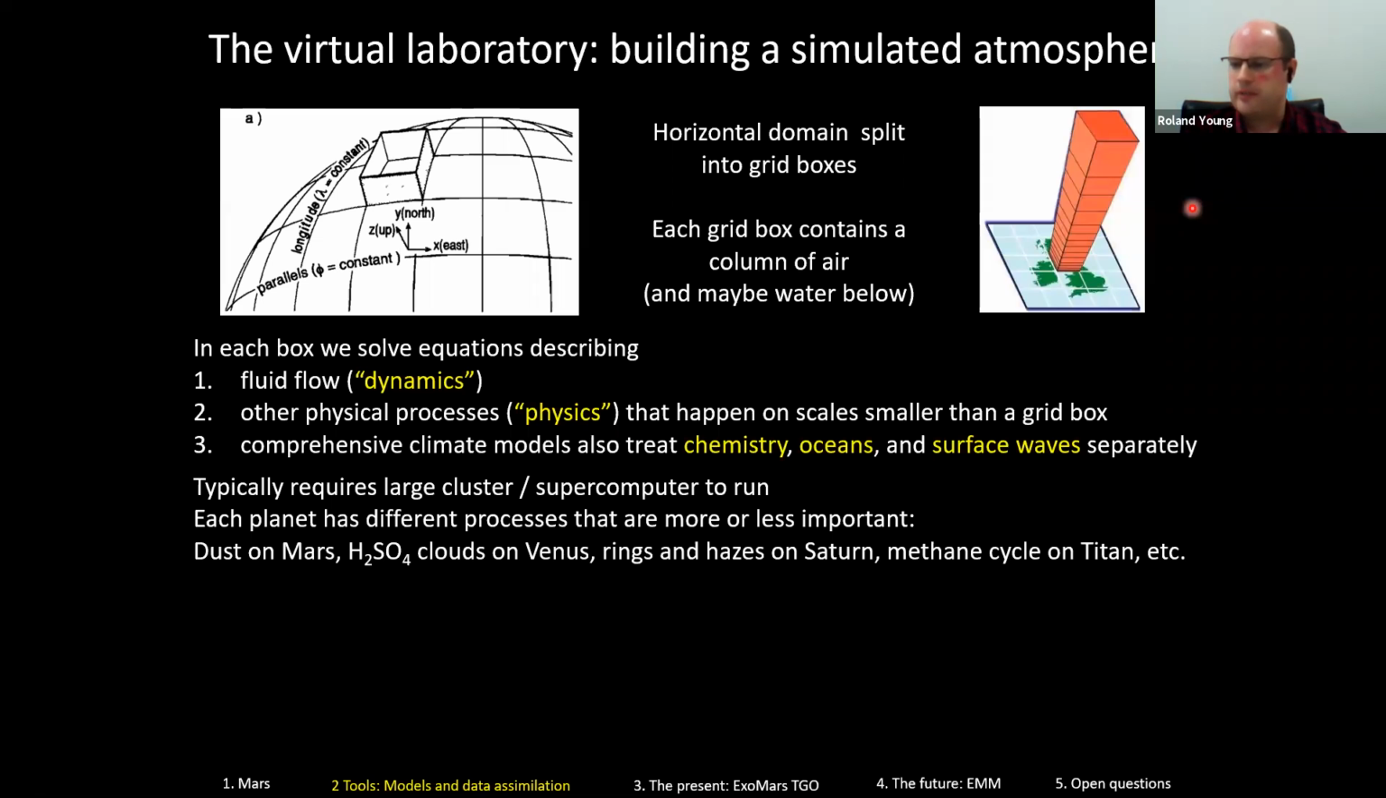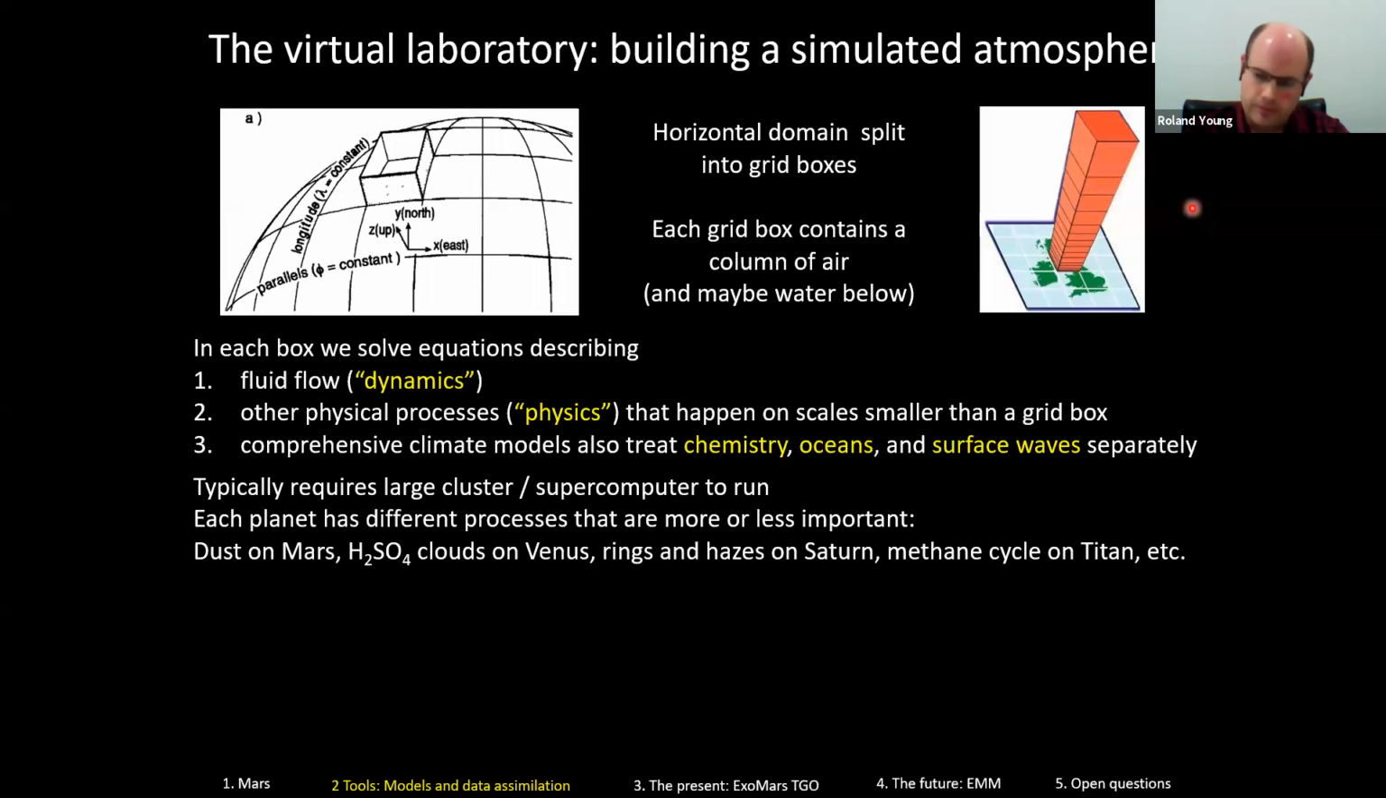And then comprehensive climate models, ones that would be used for the Earth, have sophisticated representations of chemistry, atmospheric chemistry, the oceans and waves and other things like that, ice sheets and so on. Typically, we run these on a large cluster or a supercomputer. And one of the really cool things about planets is you get to play around with what processes are important on the different planets when you're designing this type of tool.